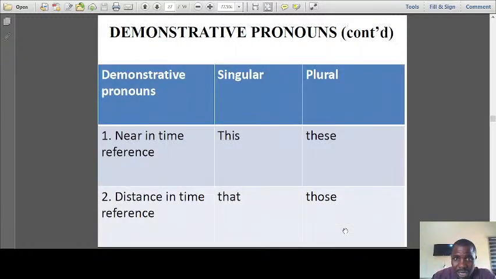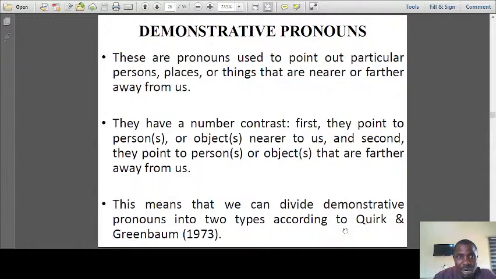And I think this one is the last: demonstrative pronouns. Demonstrative pronouns indicate, you point out the object you are referring to. You point to the object you are talking about, you point at it. So look at the definition.